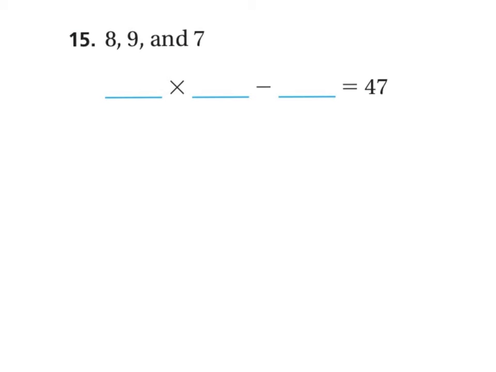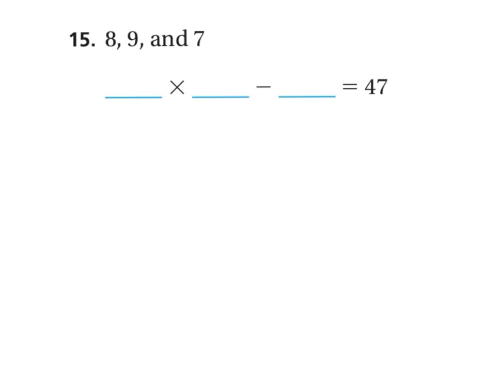So I don't know, let's just start with 8 and 9. 8 times 9 is 72. If I subtract 7, the answer is 65. That is not what I want. I'm going to try again. Whoops. I'm going to try again. This is all about guessing and checking and revising your answer if you need to.